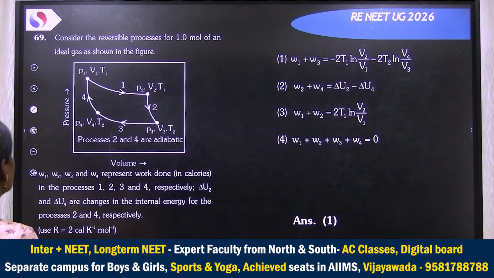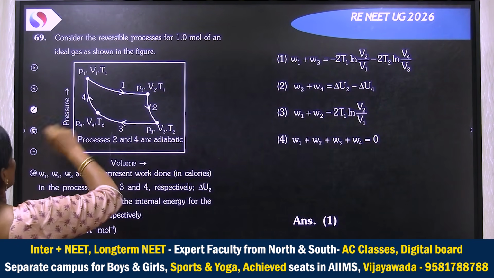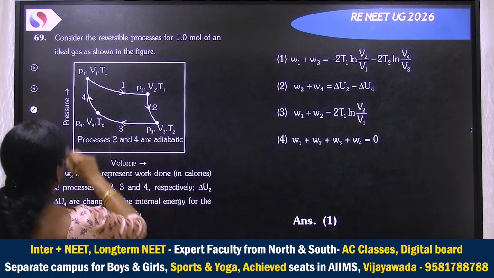Next one. It is from thermodynamics. It is a cyclic process. Consider the reversible process for 1 mole of an ideal gas as shown in the figure. So for 1 mole of ideal gas, we have to see this process. Here, there are 4 steps given.